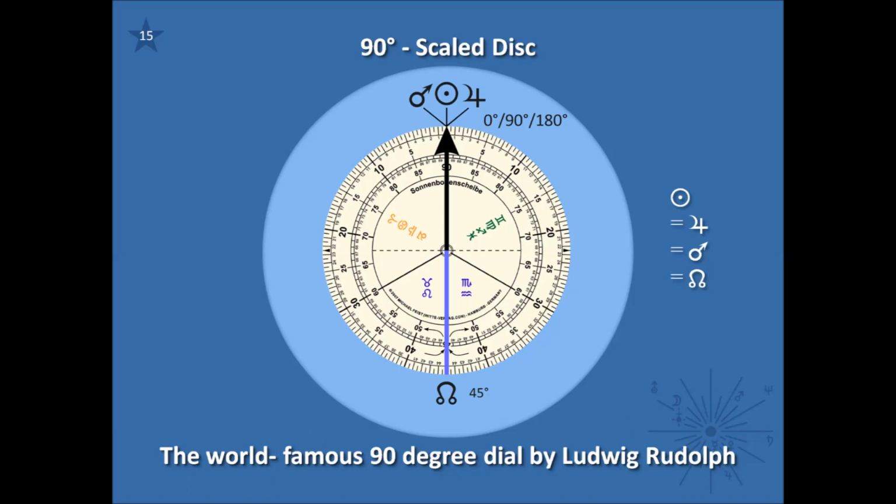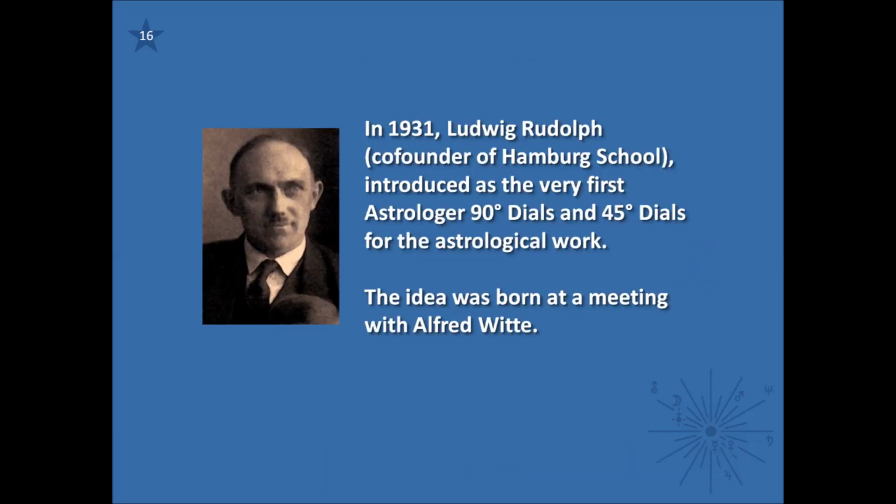Last but not least, this disk has a 4 times higher precision, because 1 degree was increased to 4 times more space. This was a very important advantage for astrological computations in the early days of modern astrology. In 1931, Ludwig Rudolph, co-founder of the Hamburg School, introduced as the very first astrologer the 90-degree disks and the 45-degree disks for astrological work. The idea for the 90-degree dial was born at a meeting with Alfred Witte.